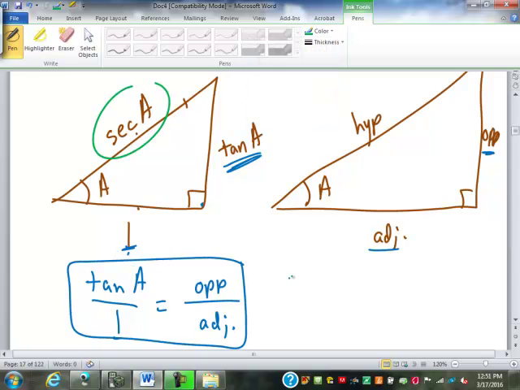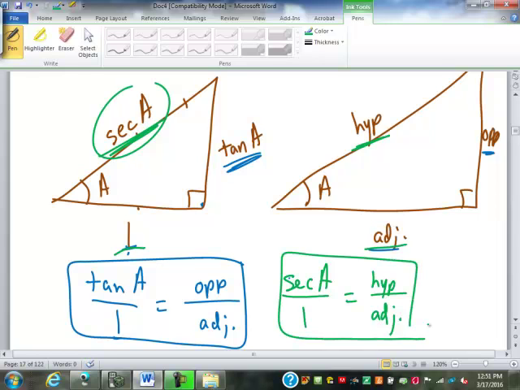So it's secant. We'll compare that to 1. If I'm looking at the secant, what side of the other triangle corresponds to the secant? The hypotenuse. And of course, we still have the 1. What side still corresponds to the 1? The adjacent. The secant of an angle is equal to the length of the hypotenuse divided by the length of the adjacent side.